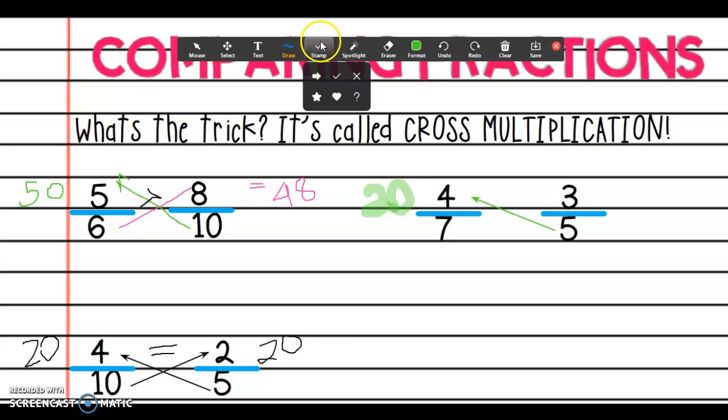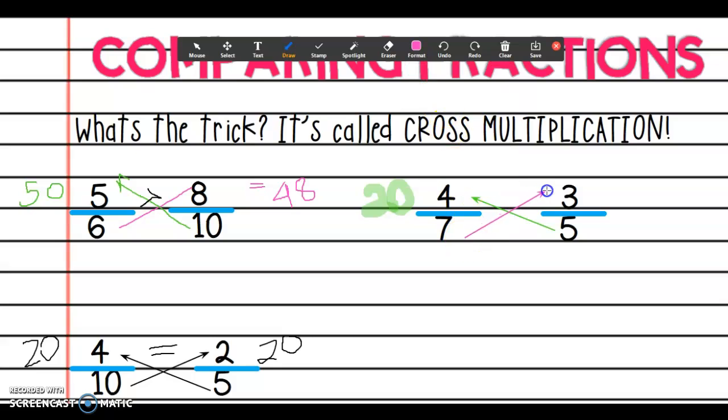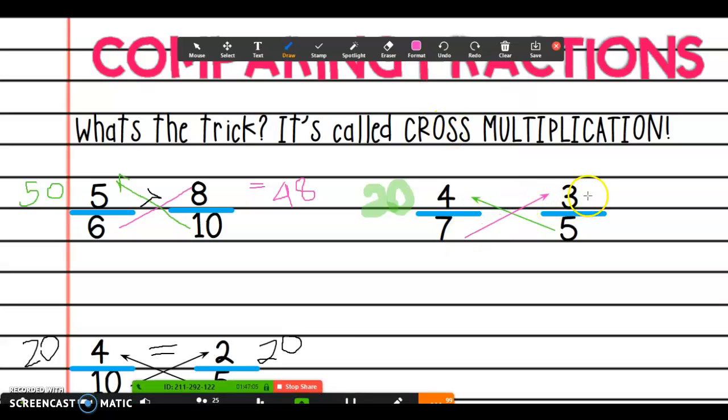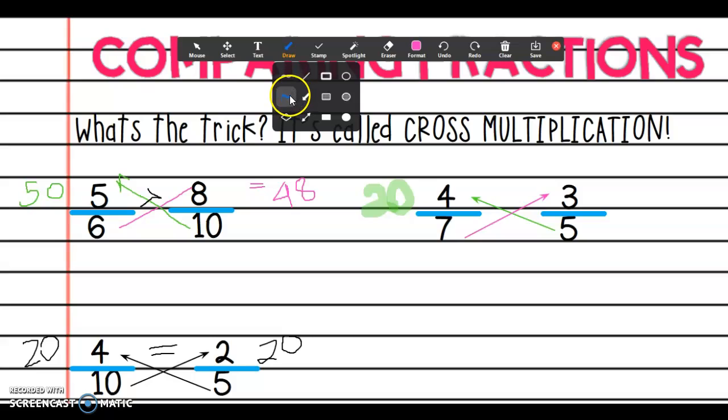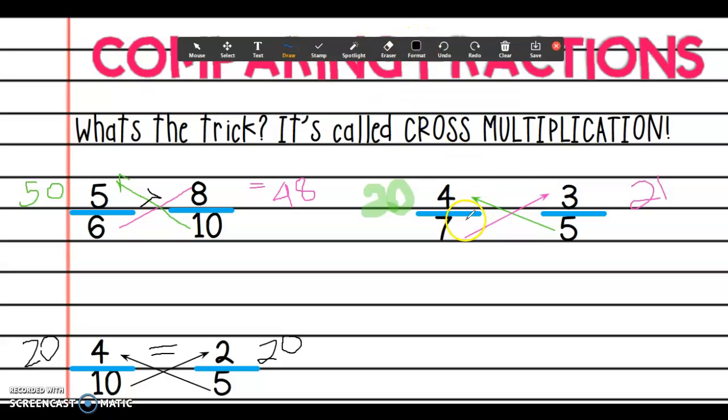Okay. What's my next step? You do 3 times 7. 7 times 3. Think about the denominator first, and then it goes towards the numerator, and then we have this number over here, kind of floating over here. And what is that? 21. 21. Yes. Okay. So therefore 3/5 is bigger.